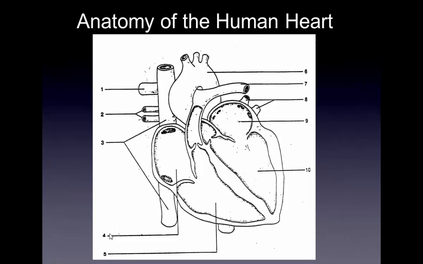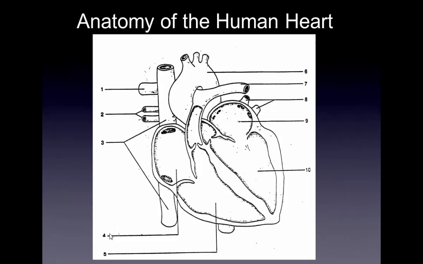So you see this red tube, that's the aorta. It's about this big around. It comes out and loops through there. It's like a big tube.